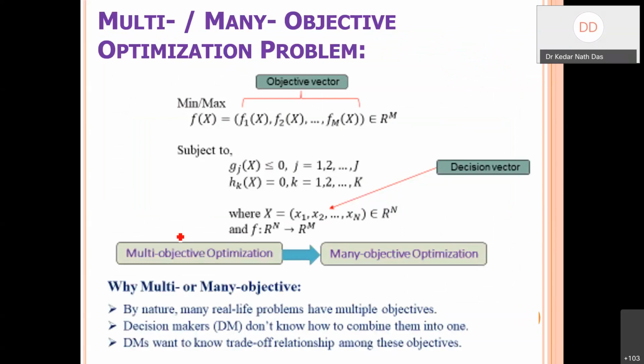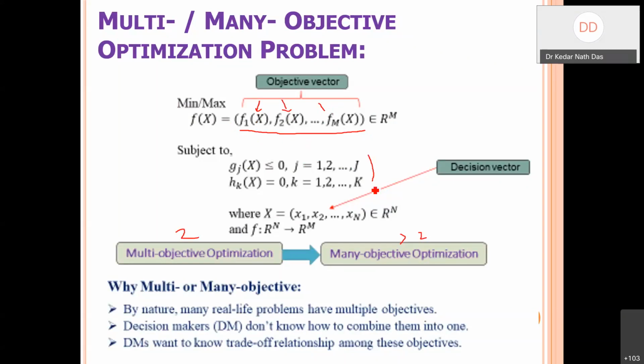In multi-objective optimization, there are 2 objectives; in many-objective optimization, more than 2 objectives. So many-objective problems are going to be more critical or more complex than multi-objective optimization. You can see here that the structure looks like this. F1, F2, F3, up to M number of objectives are there. Some may be minimized, others maximized, or alternately minimized and maximized, or it's a mixture of minimization and maximization problems.